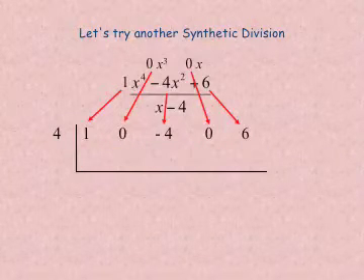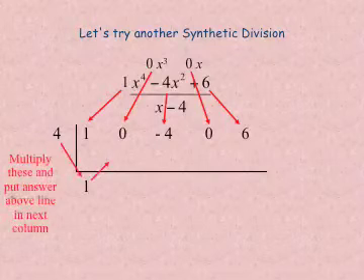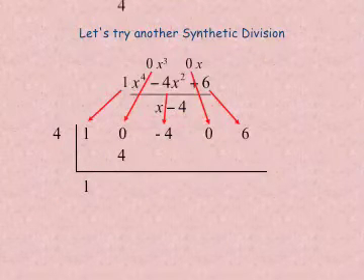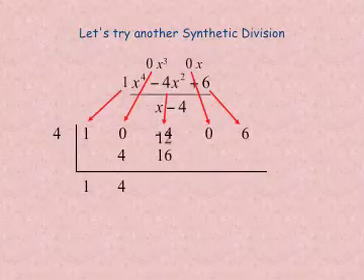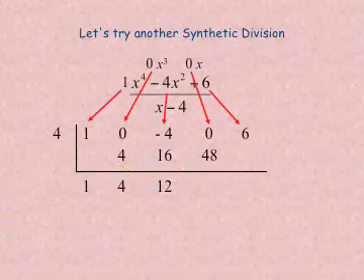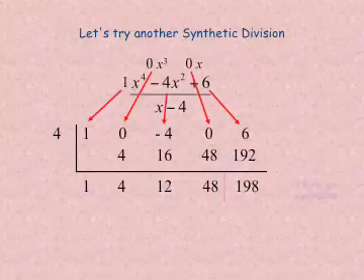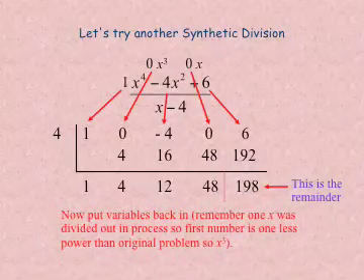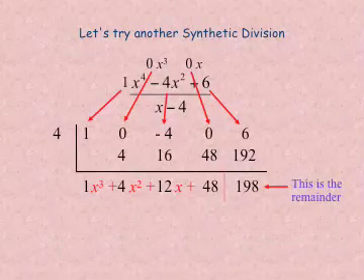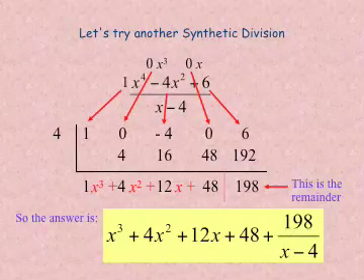Bring down the first number, multiply, and add, and repeat. And again, that last number is the remainder. We'll replace the variables, remembering that it's 1 less power than the original problem, so it will be an x cubed. And we work down in descending order, and then we take care of the remainder the way we did before.